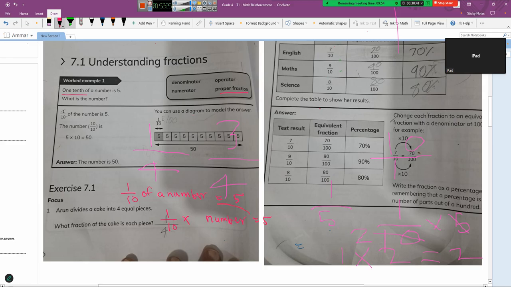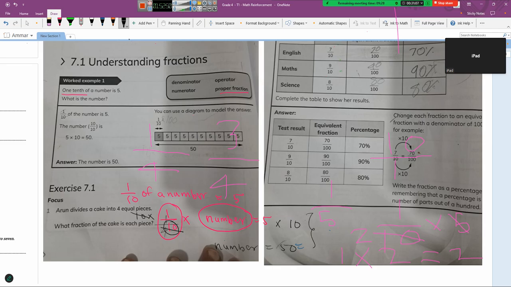Now I need to find this number, but in front of it I have this fraction, and I have to get rid of it. For that I am going to multiply both sides by 10, because I need to get rid of this 10. Here also 10, so this will become 1. So the number would be 50.